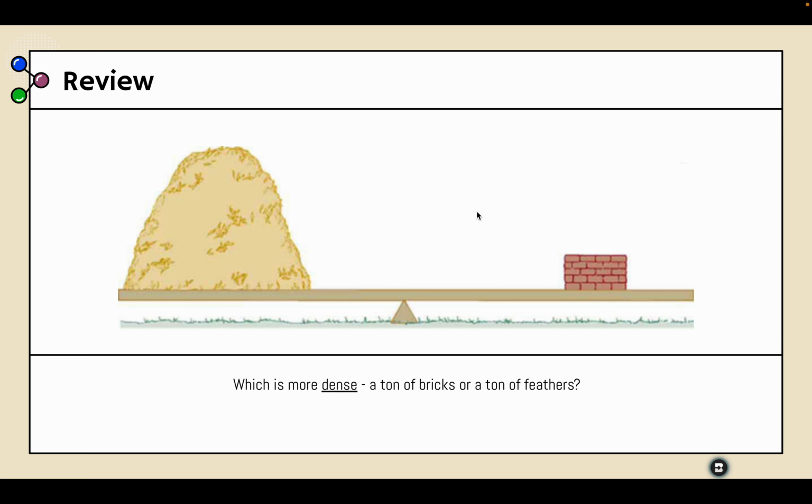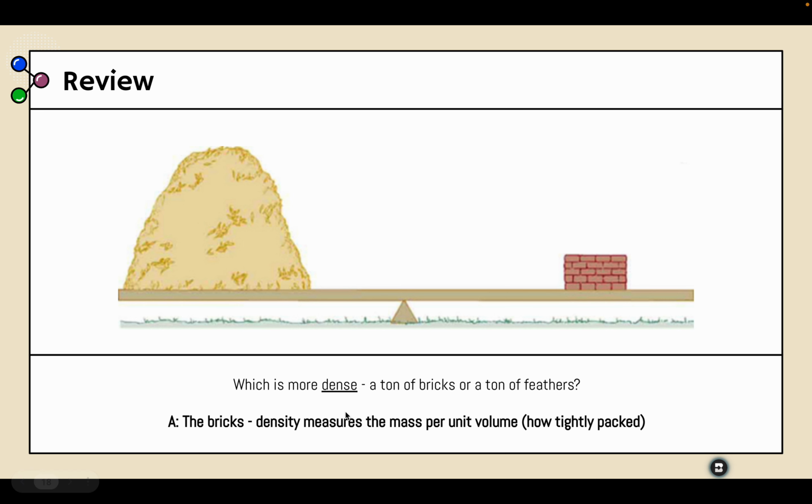Now, here's another question. Which of these is more dense? The ton on the right or the ton on the left? Take a couple seconds, think about it. All right, now that you've thought about it for just a second, hopefully you would tell me that on the right, the bricks have more density.